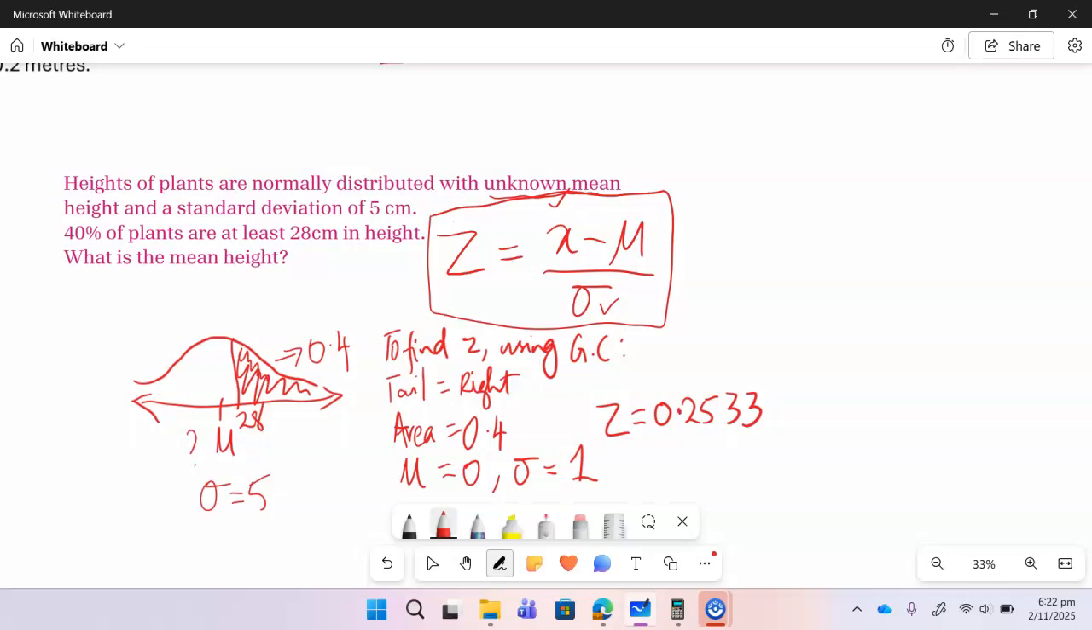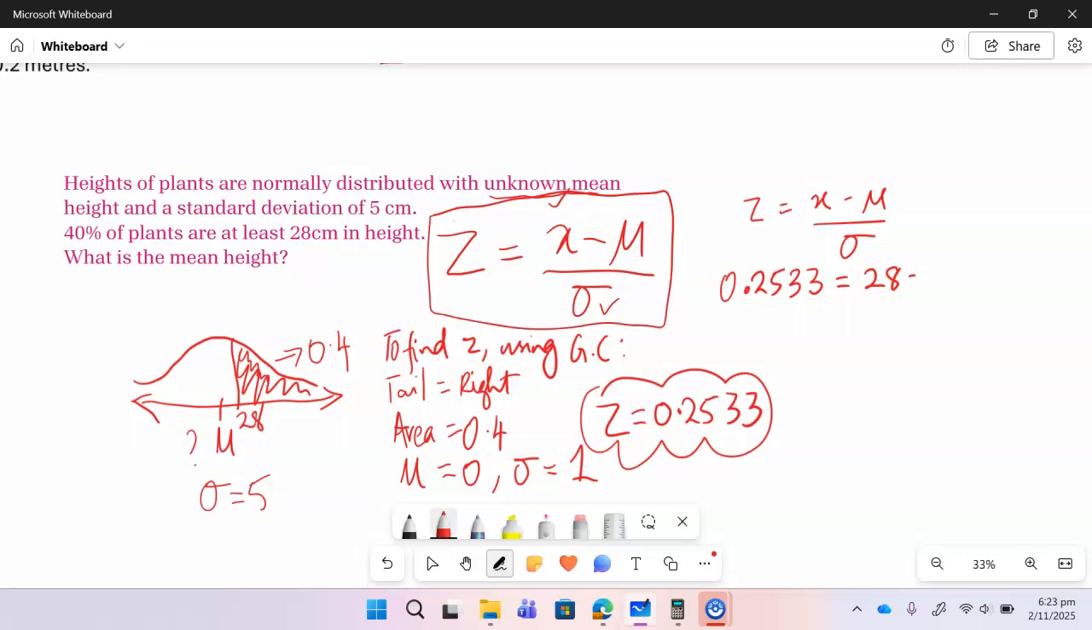Okay, now once we know that, the rest is quite easy. So you're going to substitute that in the formula to rearrange for mean and figure that one out. So z is equal to x minus mean over standard deviation. Z is 0.2533. Also, by the way, sometimes your z values can be negative, and if they are, please don't ignore the negative. Make sure you write that down as is. It will just make all the difference when you are simplifying your algebra.